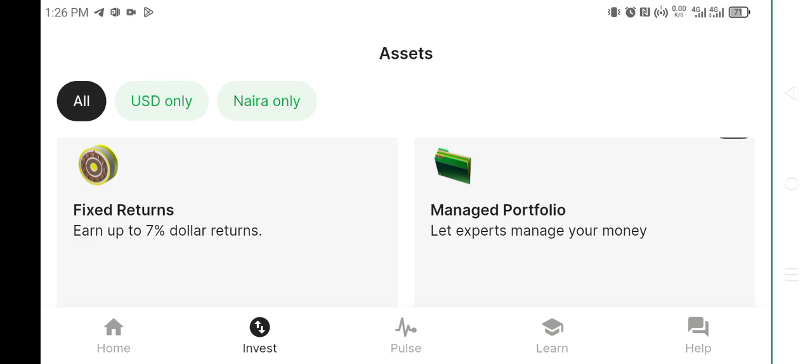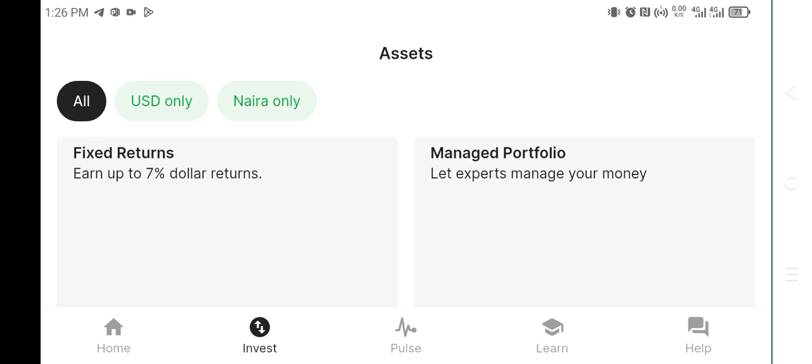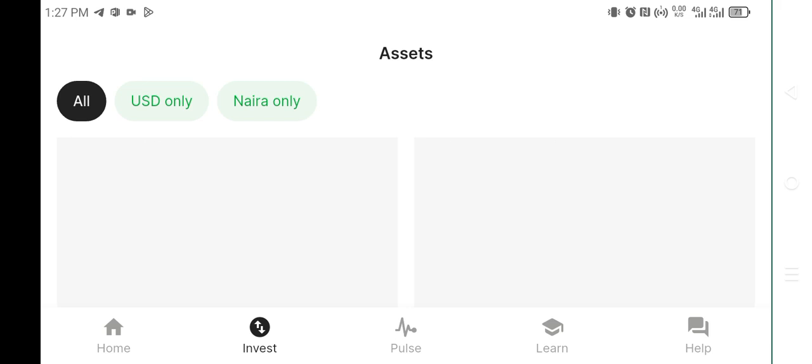Then we have the manage portfolio. Now this is for you. Okay, it's more like you letting someone do the job for you. Now Bamboo has a lot of experts that can help you manage your portfolio. You don't know what stock to buy, you don't know what to do, you just say, okay, I have the money, help me invest in it. So this group of experts will take your money and manage it for you, help you invest, help you do everything that needs to be done.